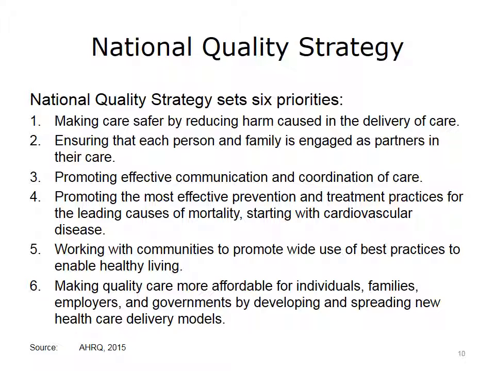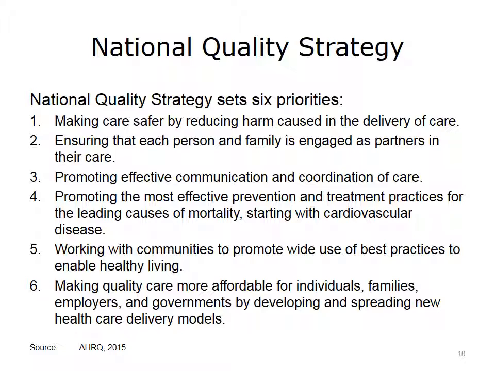The Affordable Care Act, or ACA, directed the U.S. Department of Health and Human Services to establish a national strategy for improving health care. The National Quality Strategy, or NQS, sets 6 priority areas. 1. Making care safer by reducing harm caused in the delivery of care. 2. Ensuring that each person and family is engaged as partners in their care. 3. Promoting effective communication and coordination of care. 4. Promoting the most effective prevention and treatment practices for the leading causes of mortality, starting with cardiovascular disease.